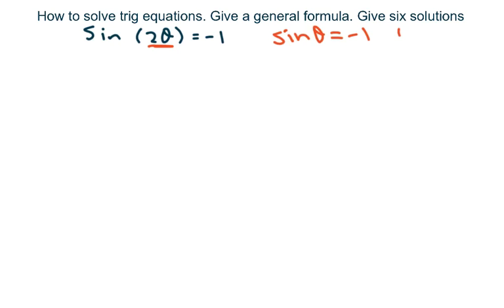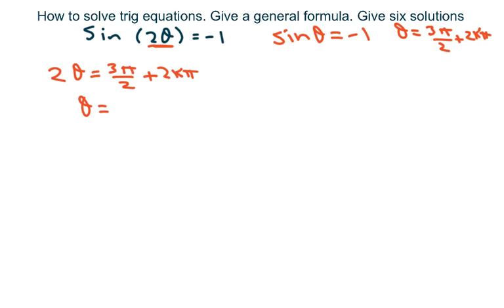3 pi over 2. So theta is 3 pi over 2 plus 2k pi. But we have 2 theta, so what we need to do is 2 theta equals 3 pi over 2 plus 2k pi. And now we divide by 2, so you get theta equals 3 pi over 4 plus k pi. Basically, k is any integer.